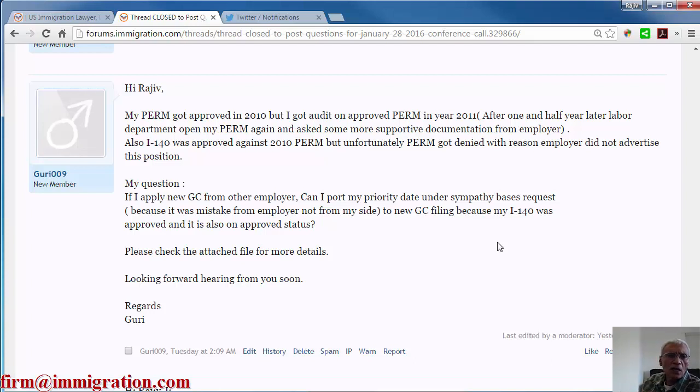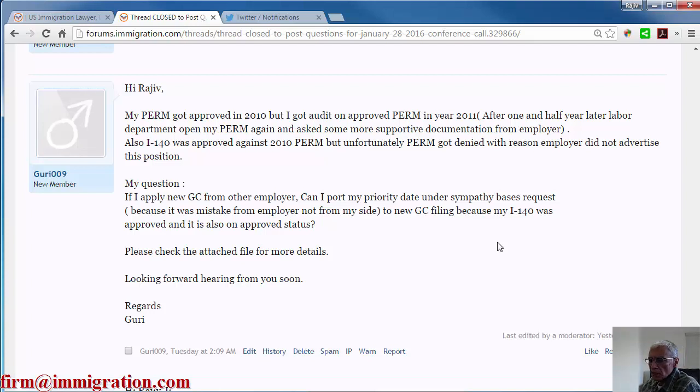Okay. So your PERM got approved in 2010. This is a strange case. But then you got an audit on an approved PERM in 2011. That's very, very unusual. Unless the audit came from USCIS, I don't think Department of Labor goes back and audits its own PERM. So the PERM got denied because the employer did not advertise this position.